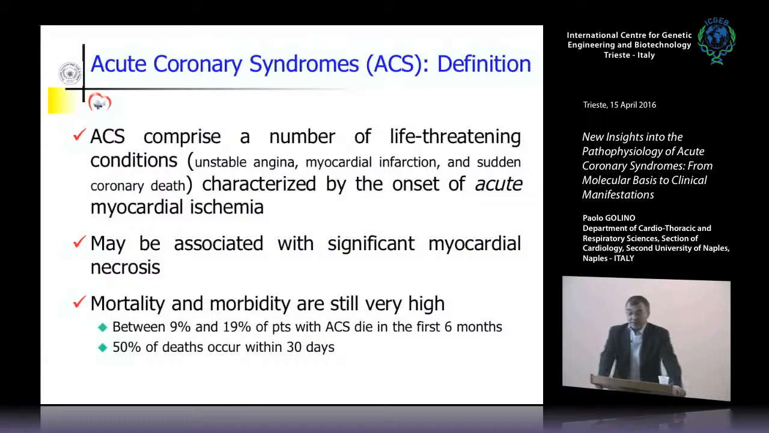The other concept that is very important is that despite great advancements in the diagnosis and treatment of these conditions, the mortality and the morbidity of acute coronary syndromes are still very high. Think that between 9 and 19% of the patients with the first diagnosis of acute coronary syndrome die within 6 months from the initial episode, and almost half of these deaths occur during the first 30 days. So we are facing conditions associated with a high morbidity and mortality.